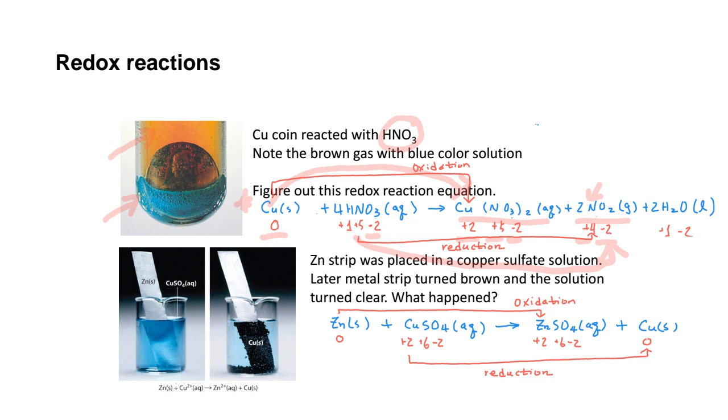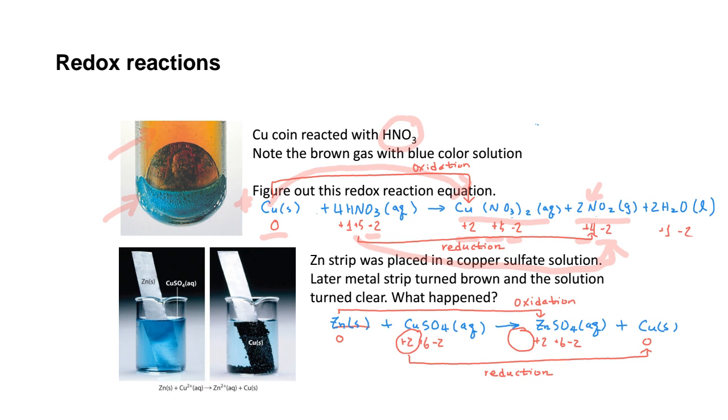Now we want to determine the oxidation number for these substances. The oxidation number of zinc is 0 in zinc metal, and in zinc sulfate, the oxidation number of zinc would be +2. In copper sulfate solution, the oxidation number of copper is +2. That is the charge of copper. And in copper metal, the oxidation number is 0.